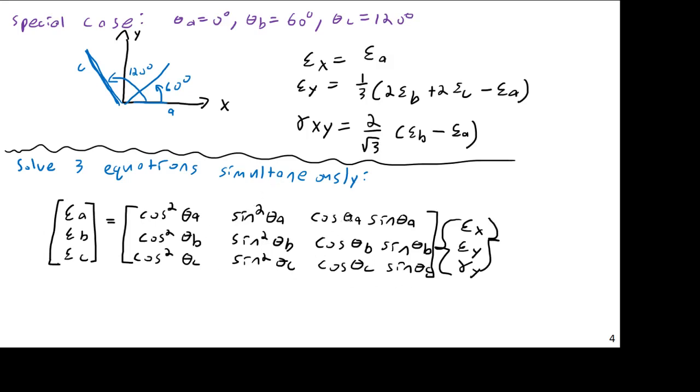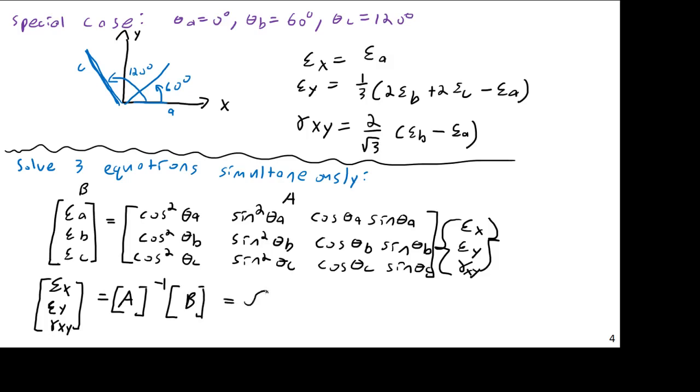So to solve for epsilon x, epsilon y, and gamma xy, it would simply be the inverse of this matrix times epsilon a, epsilon b, epsilon c. So in other words, epsilon x, epsilon y, and gamma xy. Let's just call this, for simplicity, matrix A and matrix B. I don't want to write that whole thing out again. So let's just say that's the inverse times B.